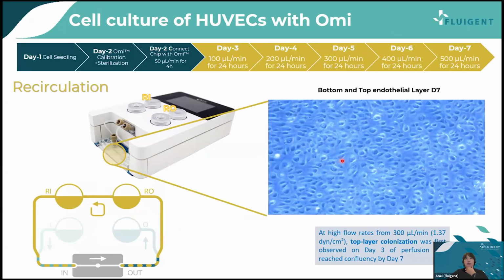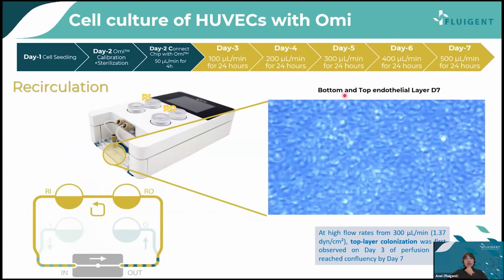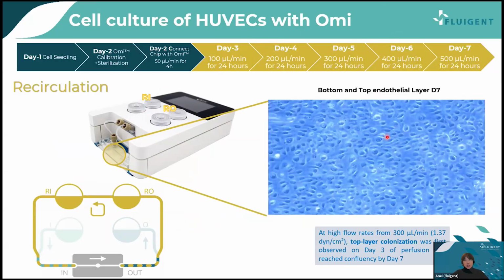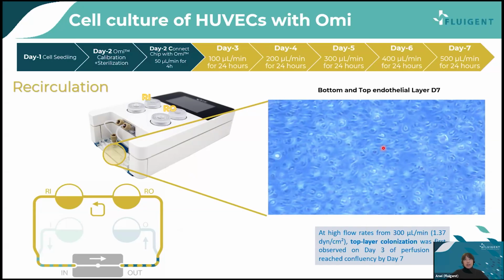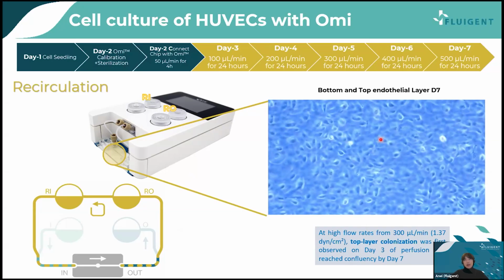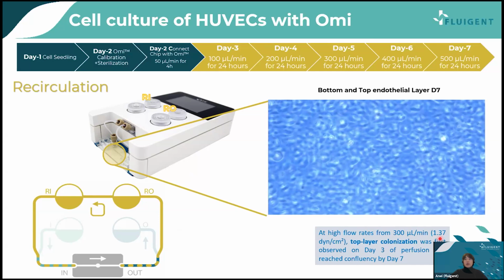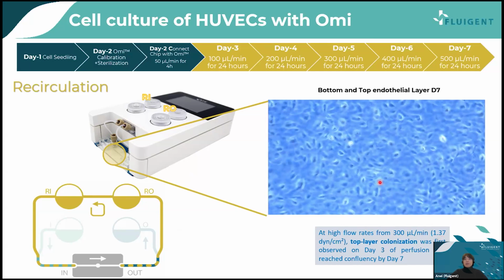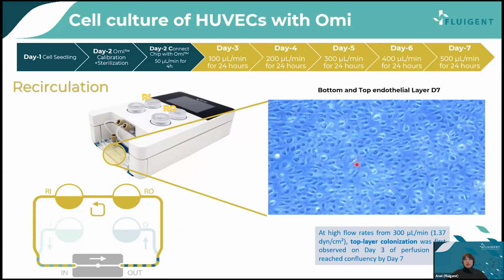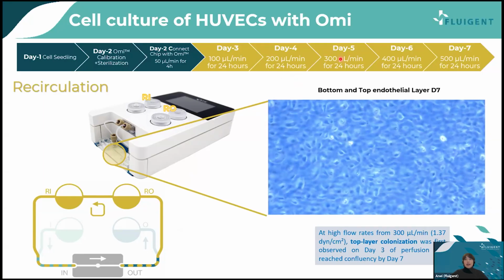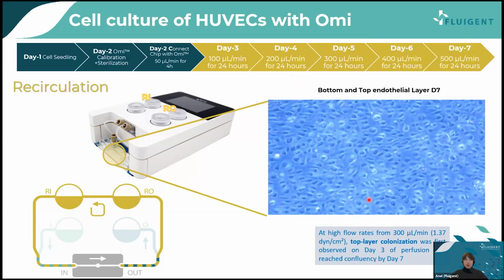The interesting thing that we observed is that there is a top layer colonization of endothelial cells under flow conditions. So this type of behavior is not happening in the static environment and is observed after 3 days when we increase our flow rate to 300 microliters per minute, which is equivalent to 1.37 dyne. And it was observed first on the day 3 of cell culture, and by day 7 of recirculation, it reaches the confluency.